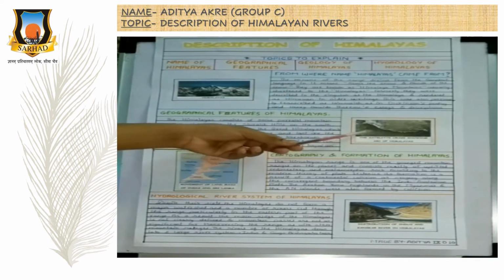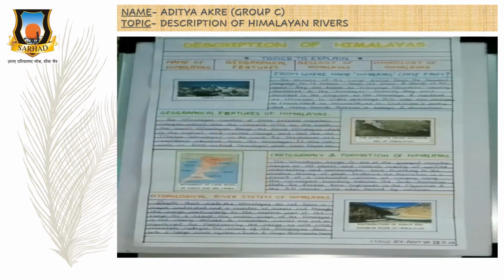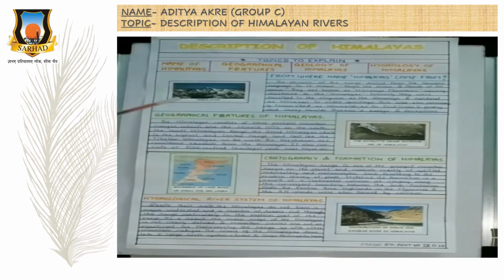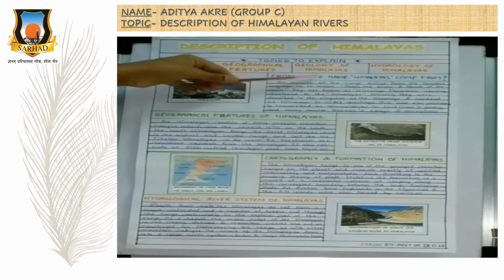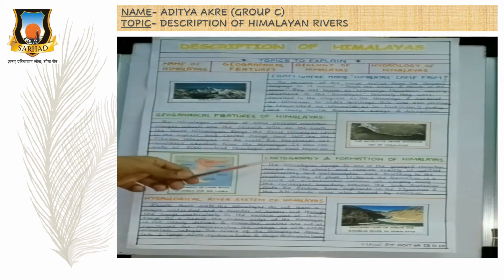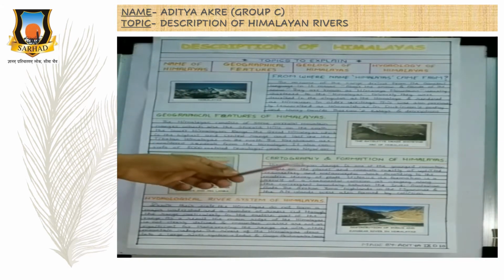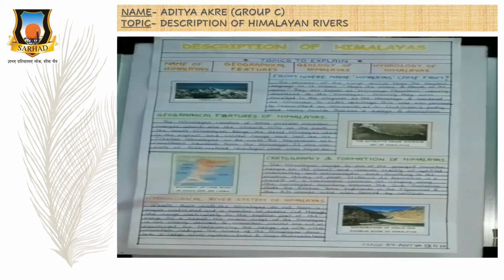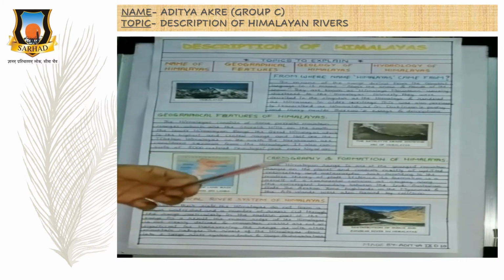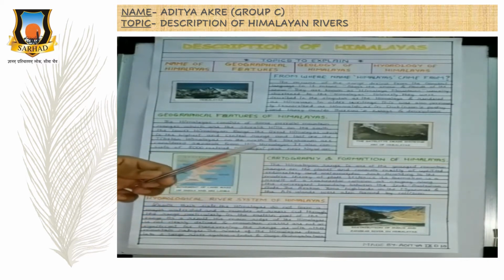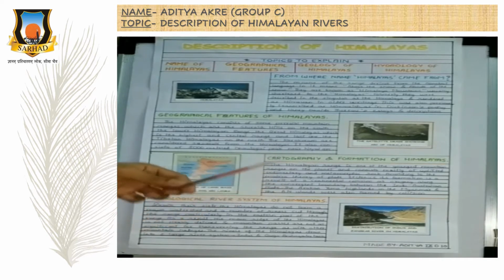This is the satellite image showing the arc of Himalayas in the upper side of India. Our next topic is the third topic, that is geology of Himalayas, in which we are going to look at the cartography and the formation of Himalayas, meaning what types of rocks make Himalayas beautiful.